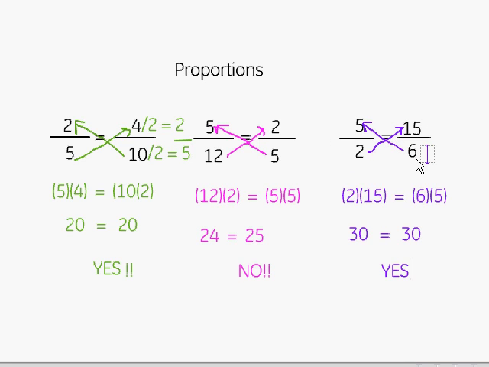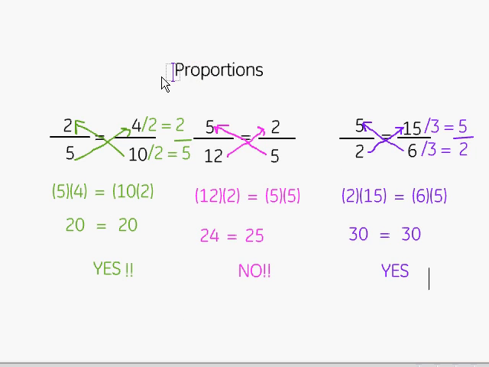These are equivalent ratios. Another way, again, we could have done this is by reducing 15/6. If I divide both of them by 3, 15 divided by 3 gives me 5. 6 divided by 3 gives me 2. So again, we get 5/2 as our ratio, and 5/2 equals 5/2. So either way, we can see that yes, this is a proportion.